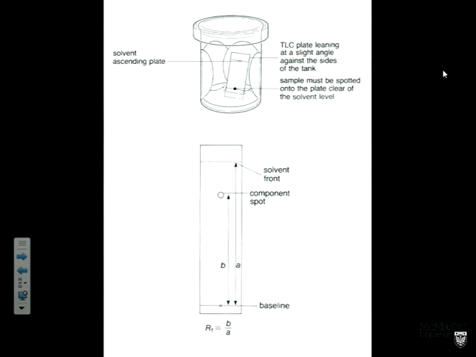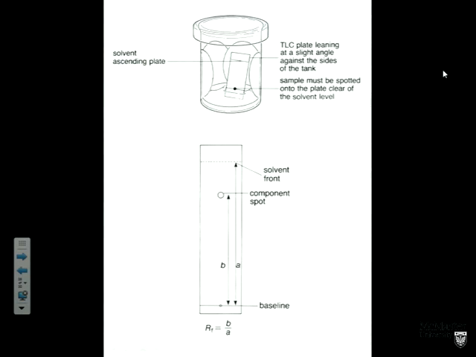We have the baseline, molecules travel up the plate. Molecules that bind to the silica tightly don't travel very far. They're predominantly in the stationary phase on the silica on the plate. Molecules that prefer to be in the solvent, non-polar molecules, will travel forward with the solvent front, and so nonpolar molecules travel further on a TLC plate. Polar molecules travel less distance.